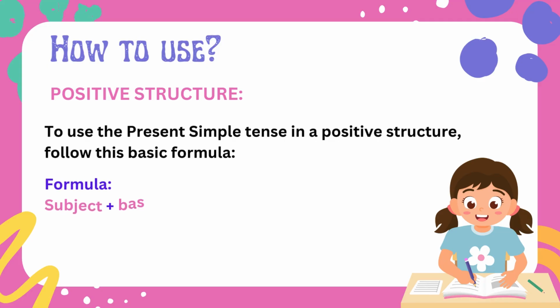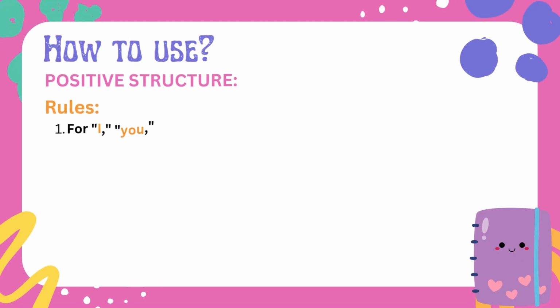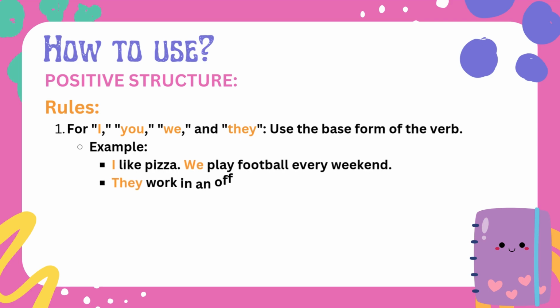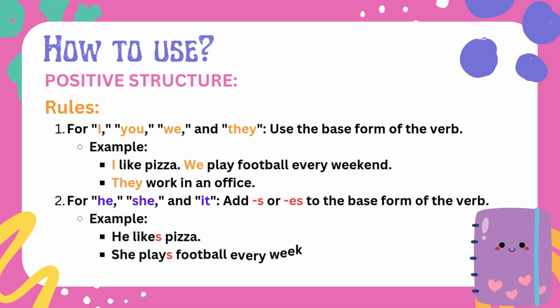Start with the subject, add the base verb or the verb with the s, es for he, she, or it. Here are some important rules to follow when you are working with present simple tense in the positive structure. For I, you, we, and they, use the base form of the word. Example, I like pizza. We play football every weekend. They work in the office.